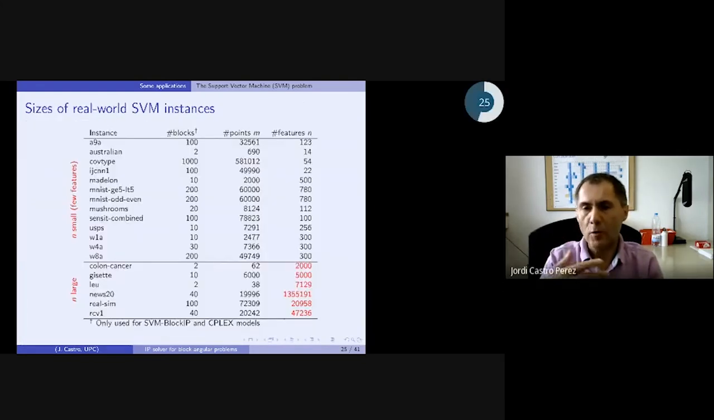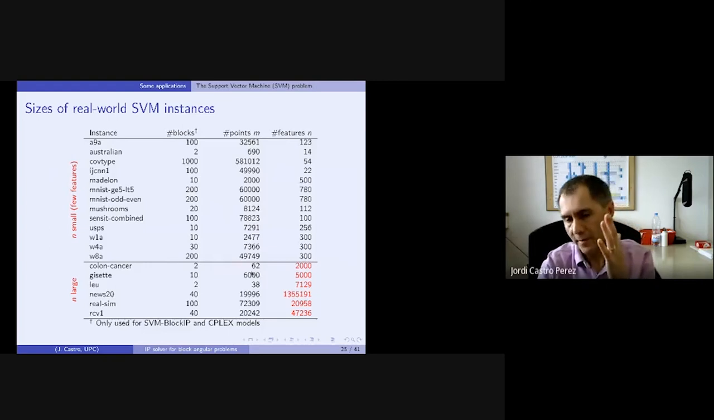Here, I'm showing some results. These are real problems used in the machine learning community. I have divided them into parts. These are problems with a small number of variables. For instance, A9A is a problem with 32,000 points and 123 variables for each point. This is a huge problem, 500,000 points, but each point has only 54 features or variables. And the second part are more difficult problems, because the number of points is small.